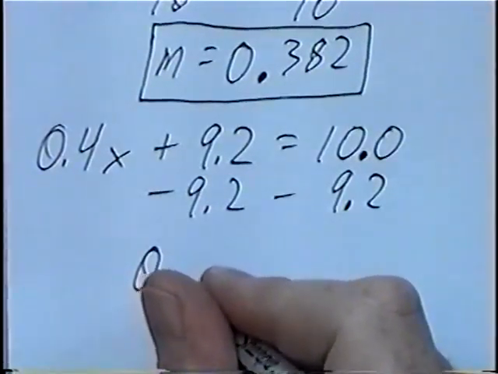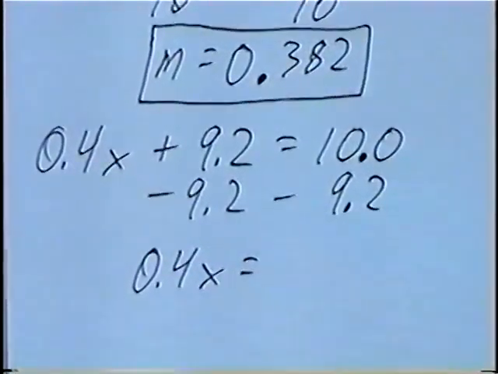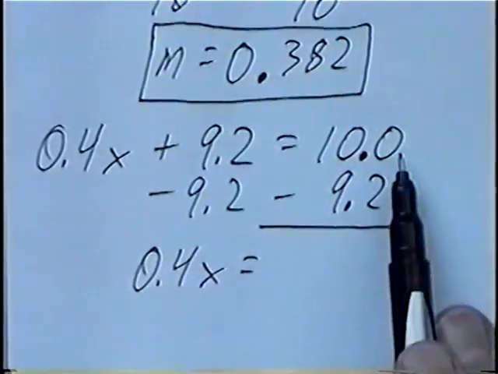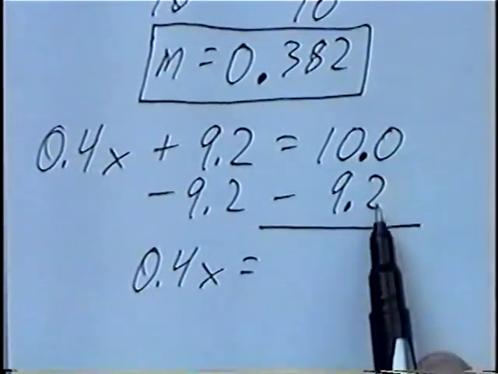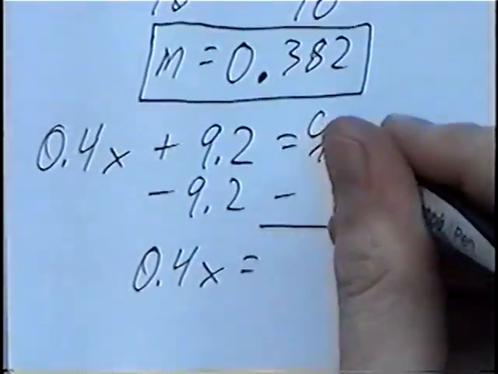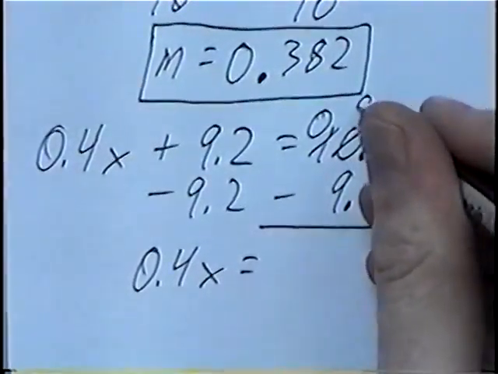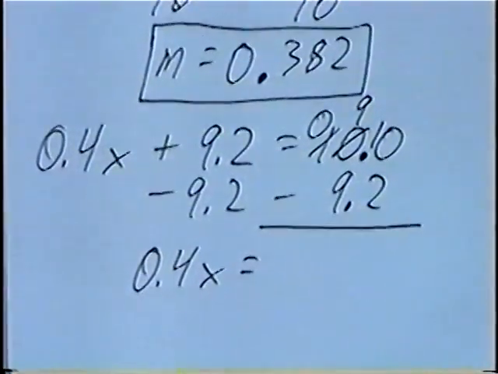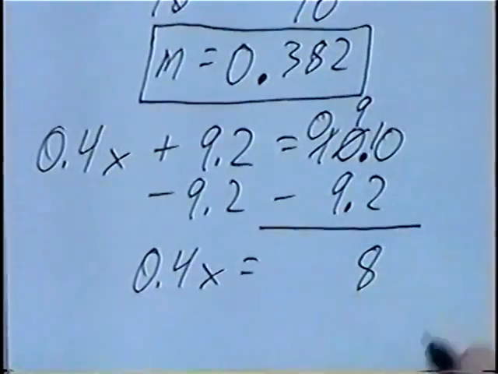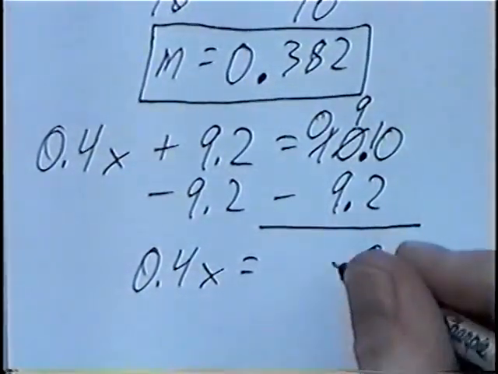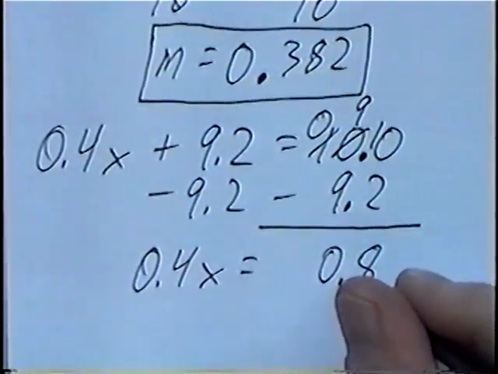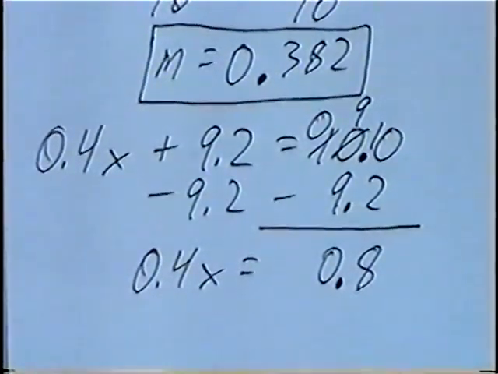0.4x would stay the same, equals. And subtracting decimals, 0 minus 2 we can't subtract. We can't borrow from the 0, but we can borrow from the 1, which will make this 0 a 9 and make the first 0 a 10. So 10 minus 2 would be 8. 9 minus 9 would be 0. And the decimal point, again, comes straight down. So we'll have 0.8.